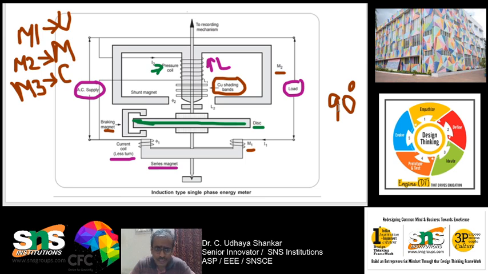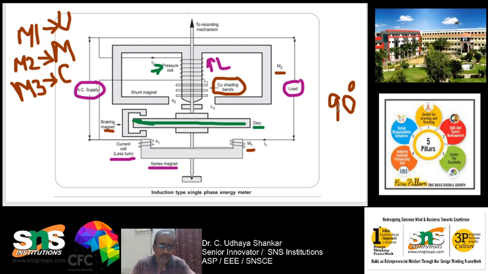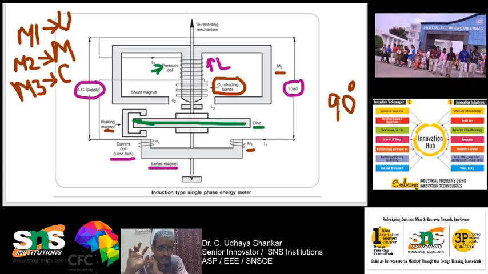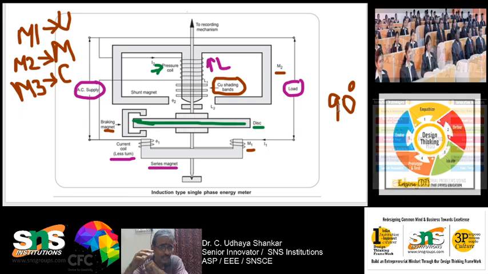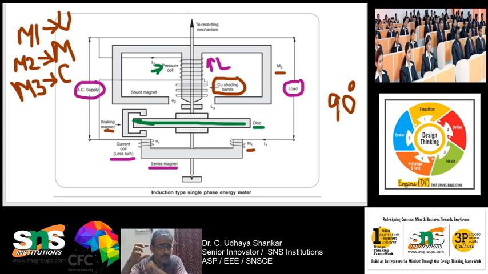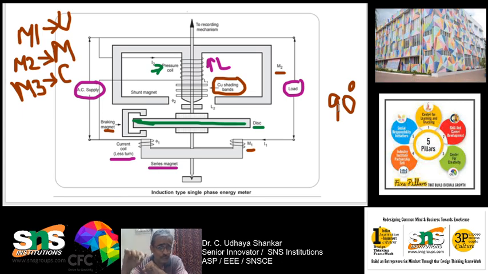So, the operation is something like this: the current coil, which is in the series magnet, will be carrying the load current, and it produces a magnetic field in phase with the load current, whereas the pressure coil carries the current which is proportional to the source voltage, that is the supply voltage. The pressure coil has high inductance, because of which the magnetic field in the pressure coil will be lagging 90 degrees with respect to the supply voltage.